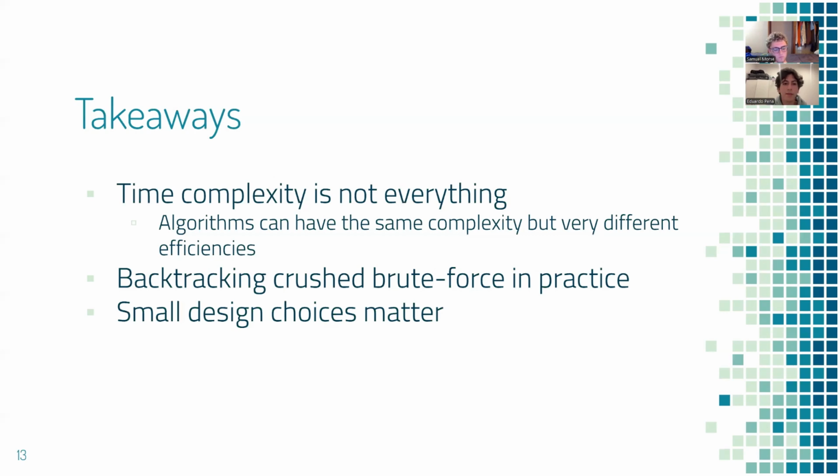Some takeaways. First, time complexity isn't everything. The two algorithms can share the same big O label and still behave very differently in practice. Second, backtracking crushes brute force on every graph we tried, proving that early pruning pays off. And finally, small design choices matter, like one line that reorders the vertices saved us 4 orders of magnitude of runtime.